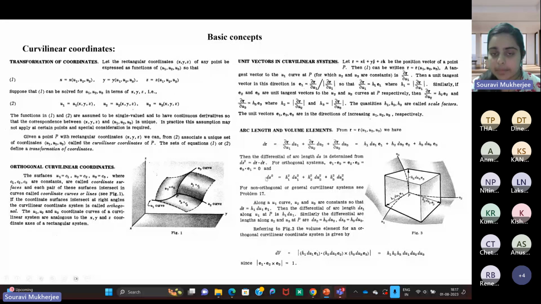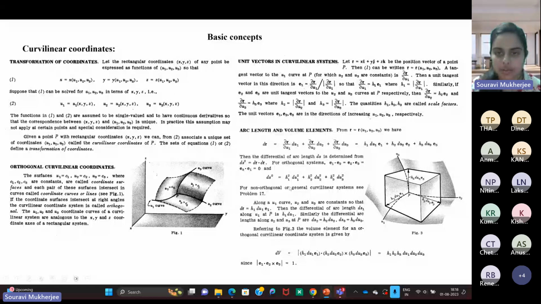So if you want to find the magnitude of this vector, you can find h1 du1 whole square plus h2 du2 whole square plus h3 du3 whole square. So that gives you the magnitude. In rectangular coordinates, you have something like dx square plus dy square plus dz square. Now, when you go to maybe cylindrical coordinates, what will you get?